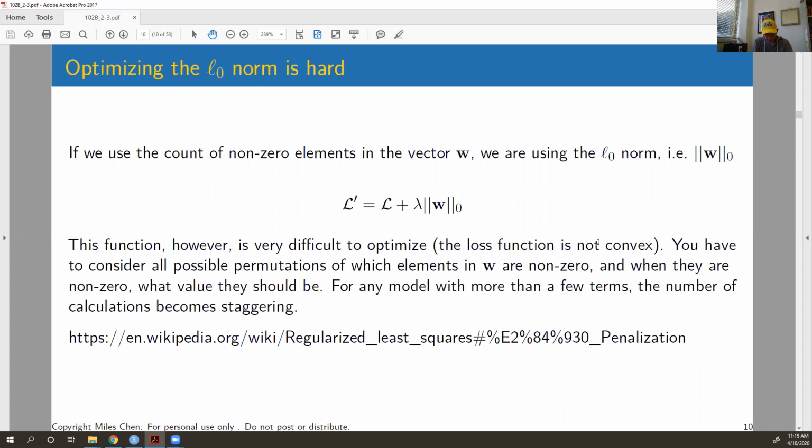What you have to do is consider all possible permutations of the elements in W that are non-zero. And when they're non-zero, you have to consider what value W should be. If you've got more than a couple terms in your model, trying to optimize this becomes staggeringly difficult. It even gets its own little spot in the Wikipedia article that says how hard it is. So we don't really use the L0 norm.